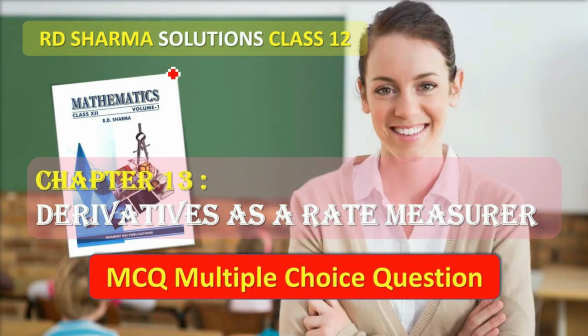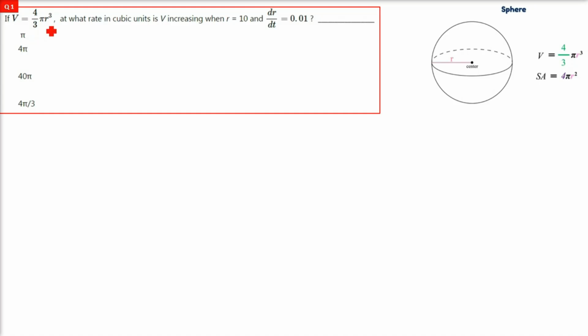This is RD Sharma solution, class 12, chapter 13, derivatives as a rate measure. Multiple choice question we are taking. V is equal to 4 by 3 pi r cube, volume is given. At what rate in cubic units is V increasing, when radius is equal to 10 and dr by dt is equal to 0.01?